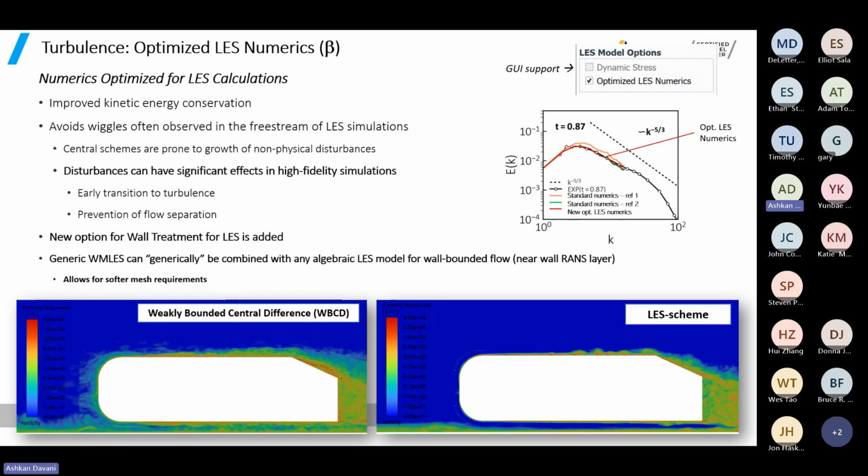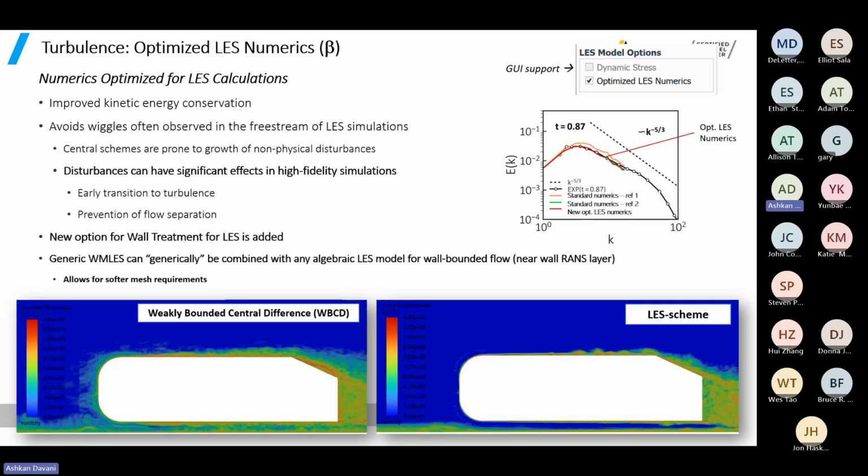But compared to the weakly bounded central difference, the new scheme is more realistic. It doesn't create those non-physical eddies which we had back then. As you can see, for example, in the contour on the left, it's a weakly bounded central difference, but it has some weird non-physical scales of turbulence compared to the LES scheme with this WMLES. So it's a new option for Walter Edmond as well.